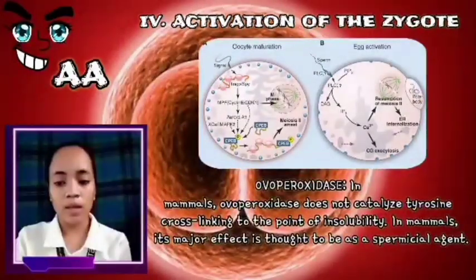The first enzyme is the ovoperoxidase. The ovoperoxidase in sea urchins catalyzes the cross-linking of the tyrosine residues in the extracellular matrix. This makes the extracellular matrix tough and insoluble, and a physical barrier is formed to prevent other sperm from fertilizing the egg. In mammals, ovoperoxidase does not catalyze the cross-linking of the tyrosine residues to the point of insolubility. Also in mammals, its major effect is thought to be as a spermicidal agent.